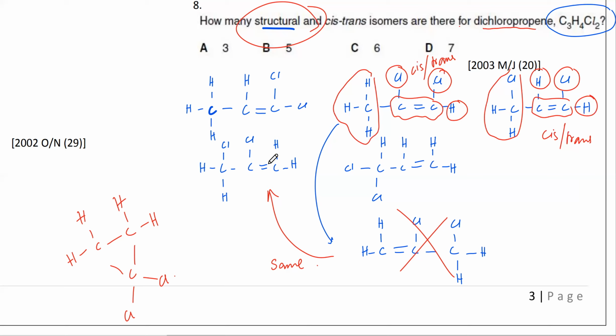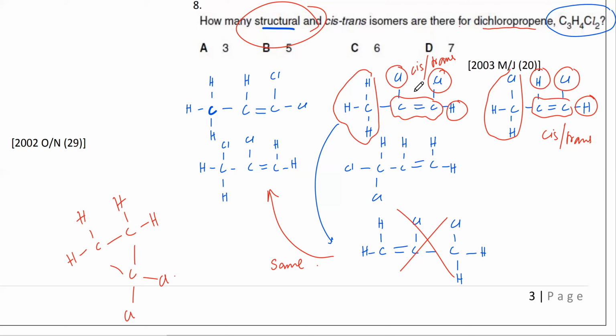This one is not going to form cis trans, right? 2 H's, right? This one is also not going to form cis trans, right? So how many total isomers do you have now? That's 1, 2, 3, 4, 5, 6, 7. Is that clear? Okay.